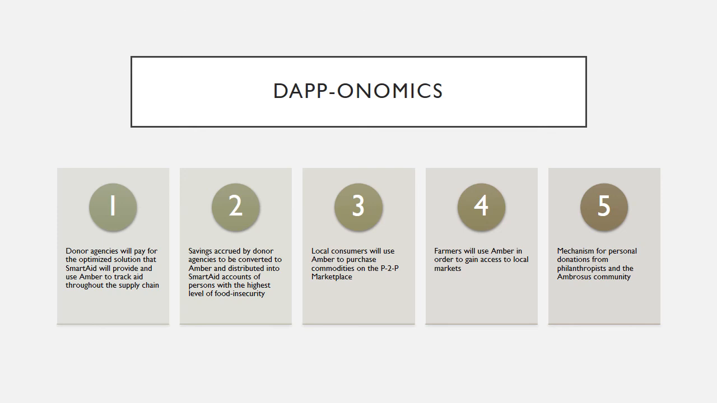Third will be the local consumers who will use Amber to purchase commodities on the peer-to-peer marketplace. Fourth will be the farmers that will use Amber in order to gain access to local markets. And finally, it'll serve as a mechanism for personal donations from philanthropists and the Ambrosus community at large.